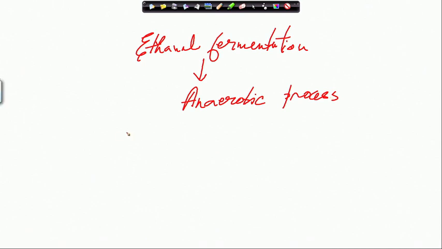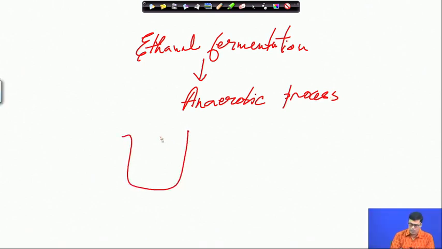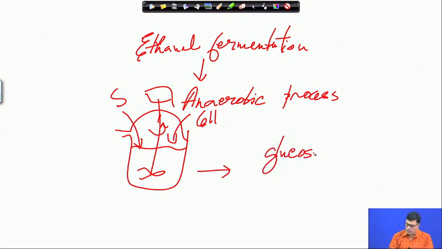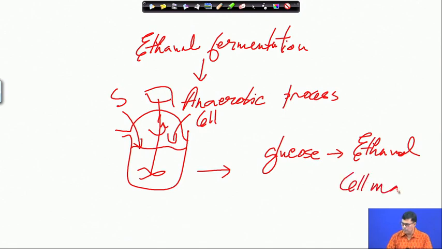Now, the present problem deals with that. Suppose this is a reactor. In this reactor, we put your substrate and your cell mass, and under anaerobic conditions you run this process. What will be your product? Your glucose will be converted to ethanol, and also part of it is converted to cell mass.